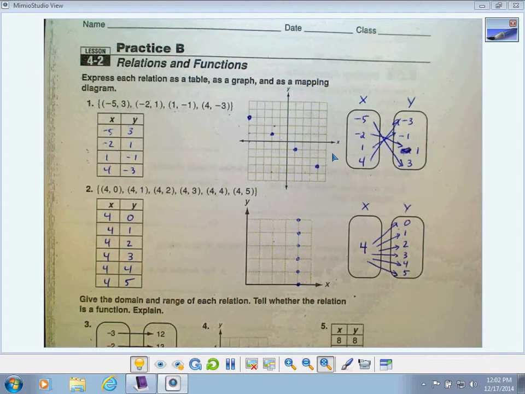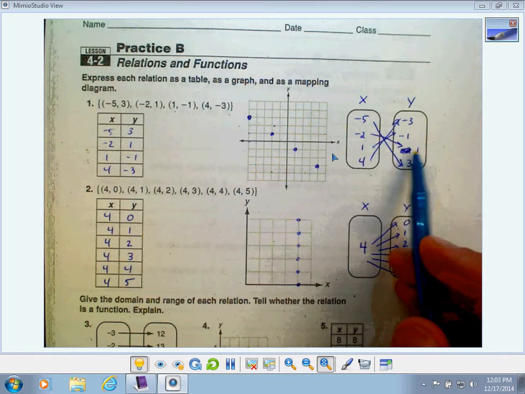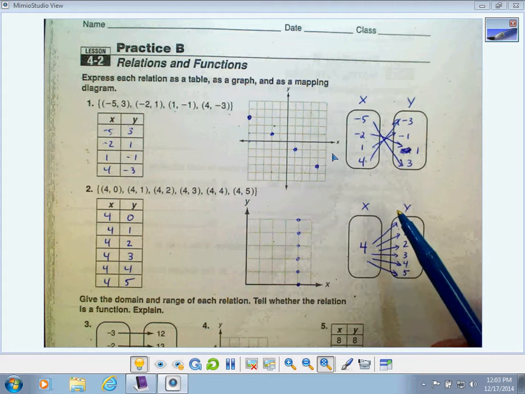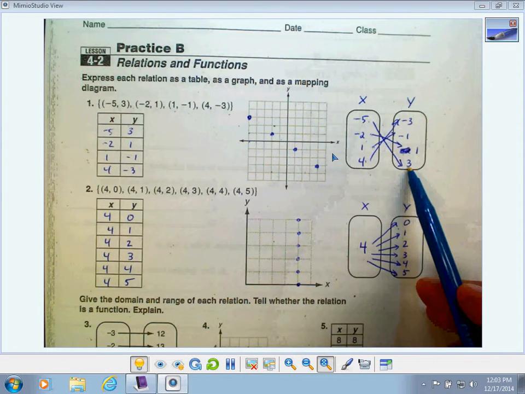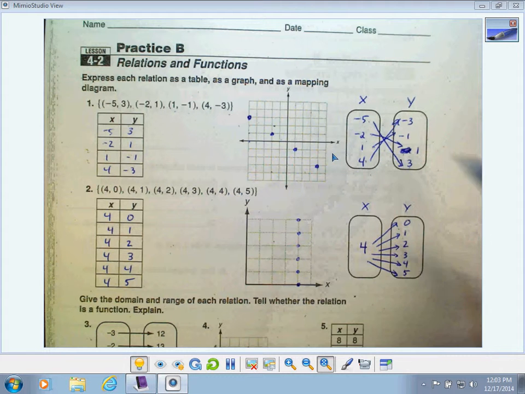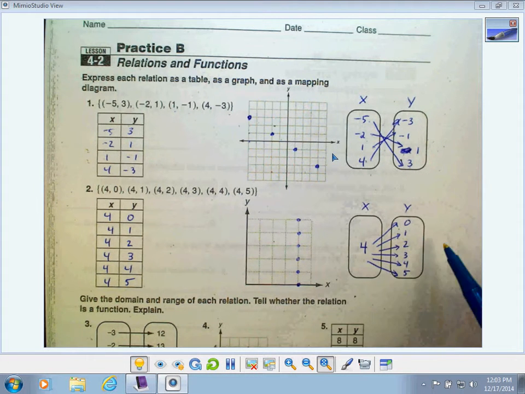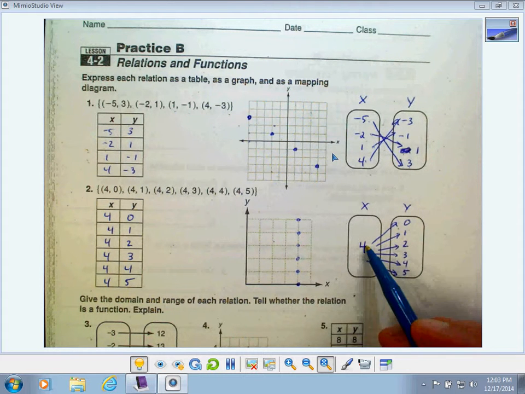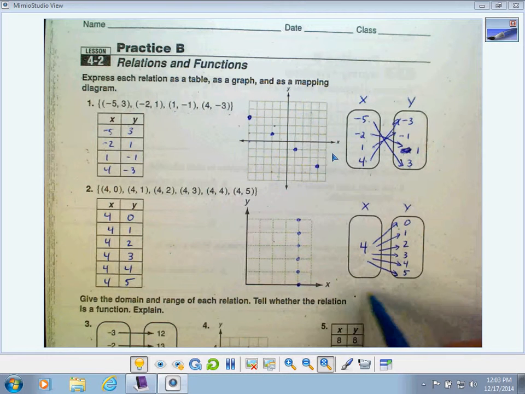And if you were looking at this, later on we're going to talk about is something a function or not. The first one actually is, because if you look at all the x's, none of them have more than one arrow coming out of them. It means that -5 only leads to 3. And the same thing can be said for each one of these numbers, that they only lead to one y value. That's a function. But in this case, you're talking about 4 leading to multiple values. That is not a function. Functions are when you have an x value that leads to only one y value. Sometimes it's said as an input leads to only one output.